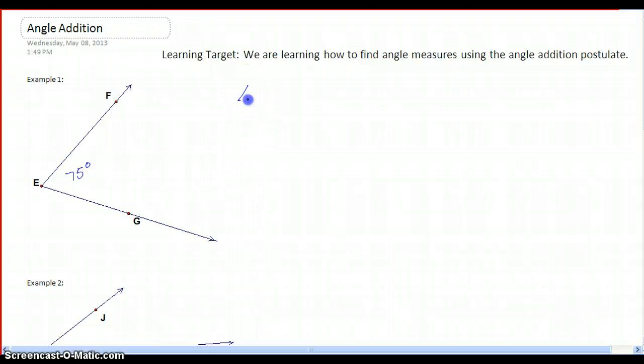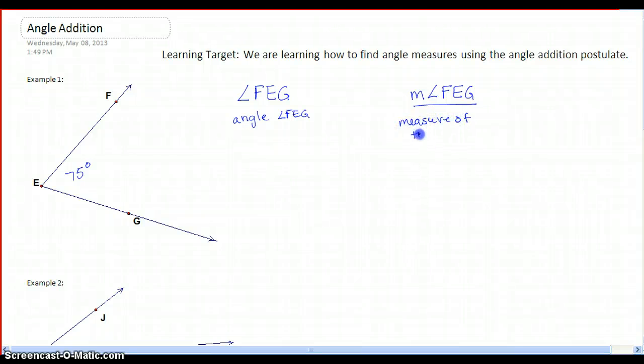If I want to talk about the angle FEG, I would write it this way. And this would just mean I'm talking about angle FEG. If I want to talk about the measure of the angle, the 75 degrees, I would have to put the little m that represents measure, and then you write it the same way, measure of angle FEG. So writing it this way allows you to talk about the measure of the angle FEG. And so the measure of the angle FEG is just 75 degrees.